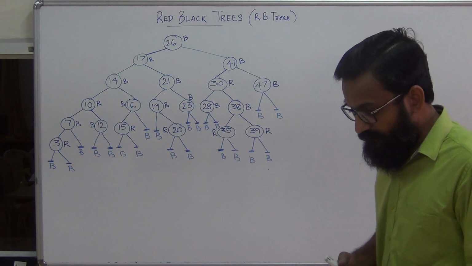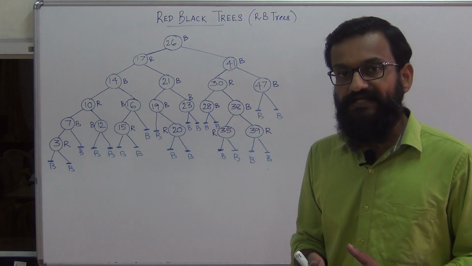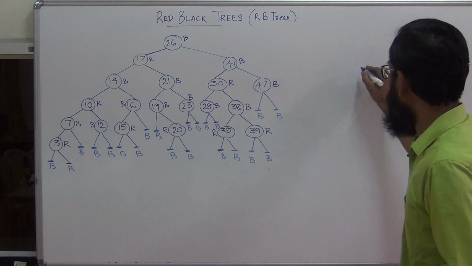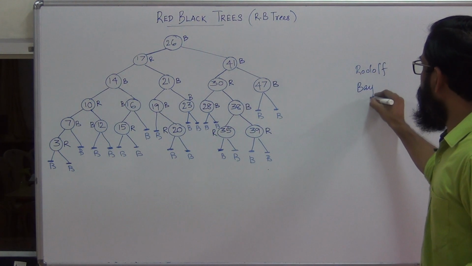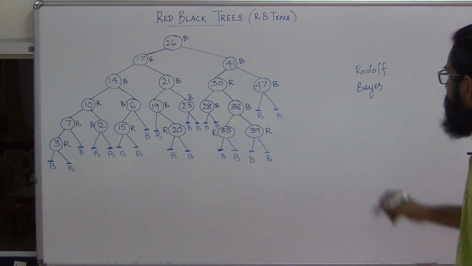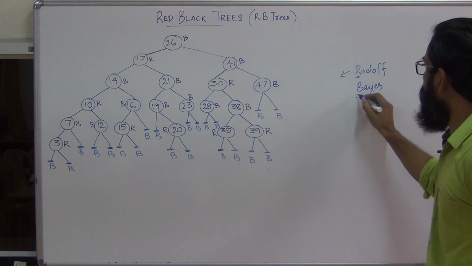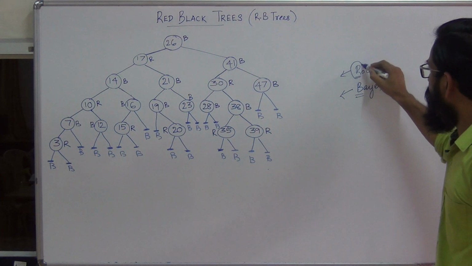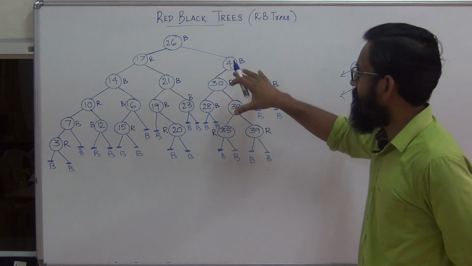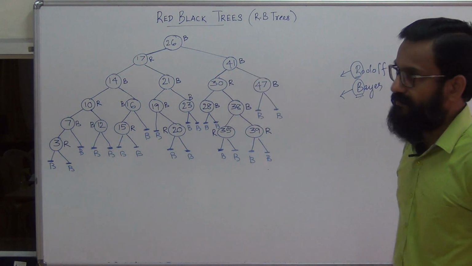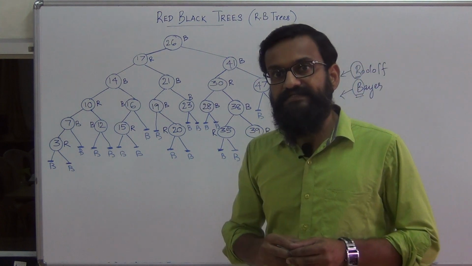If we go to the history of red-black trees, this tree was actually introduced by two experts named Rodolphe and Baer. That's the reason for selecting the two colors, red and black, which start with the first letters of their names. So that's the history behind naming this tree as red-black tree. Red-black trees are basically balanced binary search trees.